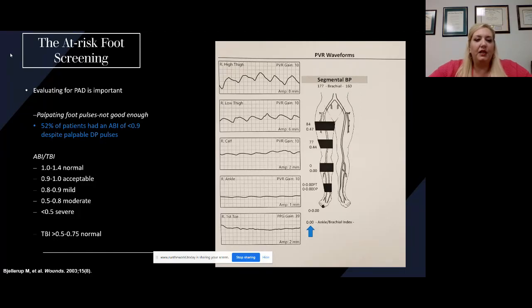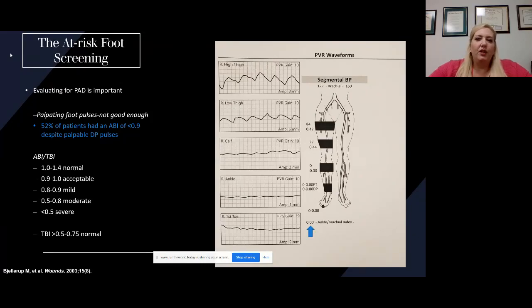Acceptable range is 0.9 to 1, mild peripheral arterial disease is 0.8 to 0.9, moderate is 0.5 to 0.8. And this is where I start to get vascular involved, at least for a second opinion, to see if there's any way we can optimize or increase blood flow. And then anything below 0.5 is severe, that's critical limb ischemia.